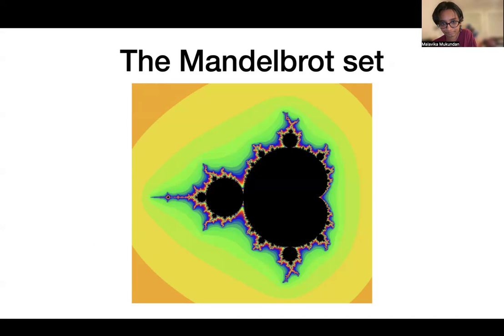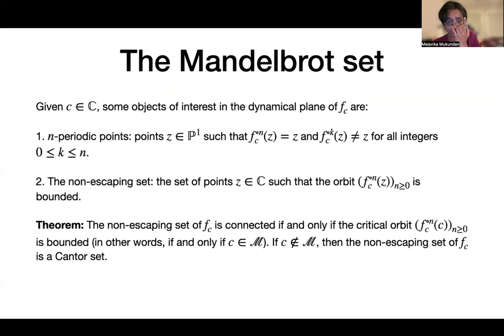So yeah. Okay. So now, this is an object of interest. The Mandelbrot set is an object of interest in the parameter plane, but you can also look at the dynamical plane. And here are some things that we care about in the dynamical plane. If you fix a parameter c, and therefore a specific polynomial f sub c, some objects of interest that we care about are n periodic points and consequently n periodic cycles.